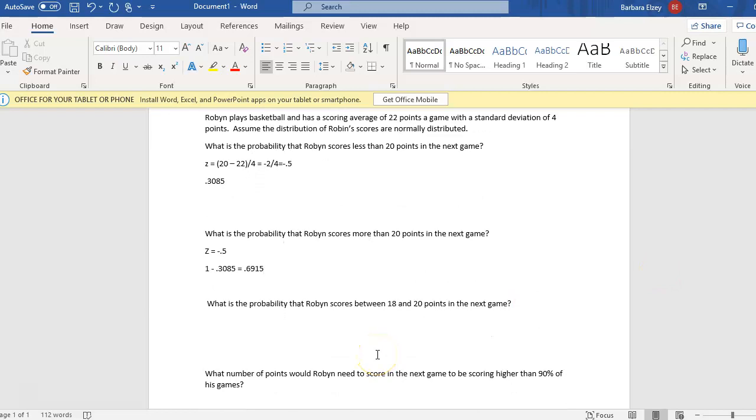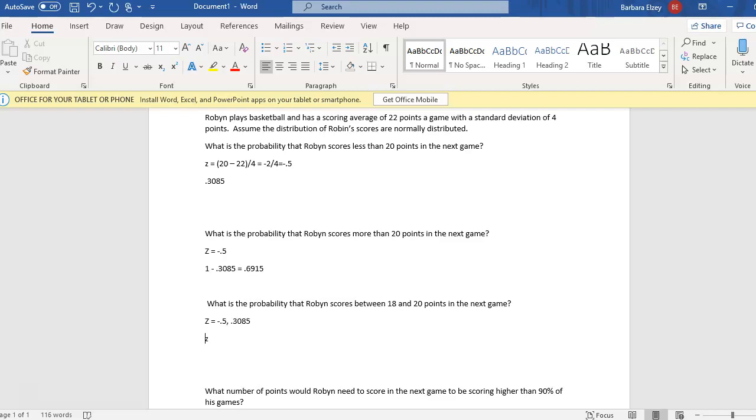What's the probability that Robin scores between 18 and 20 points in the next game? Now, in this case, we really have two x values. We have an 18 and we have a 20. We are actually going to do z-scores for both of them. Now, we already have done a z-score for 20. That's that same z-score we got back here in parts 1 and 2. So I'm going to go ahead and write down that z-score. And out to the side, I'm also going to put that probability we got when we looked it up on the table. But let's go ahead and do the z-score for the other x value, for the 18.